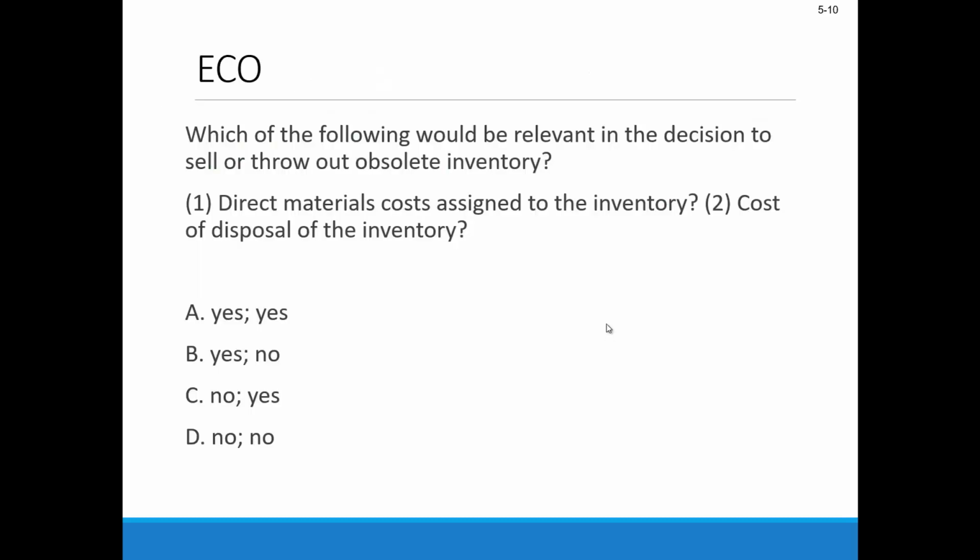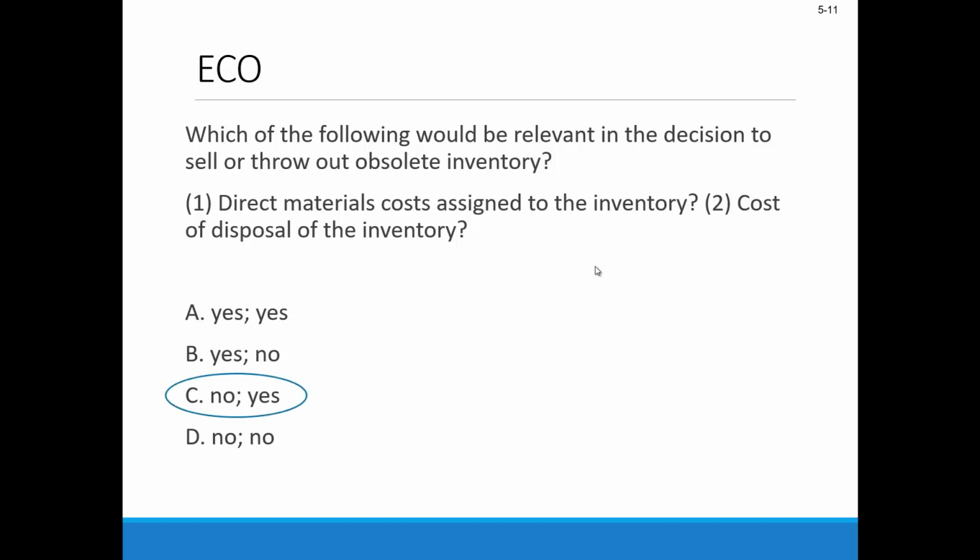Let's try another question then. Which of the following would be relevant in the decision to sell or throw out obsolete inventory? The first cost, the direct materials cost already assigned to the inventory. And then the second, the cost of disposal of the inventory. So whatever we have to pay to get rid of it if we're throwing it out. Give that a pause and a thought, and then come back for the answer.